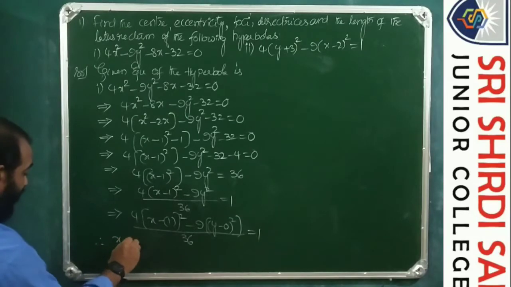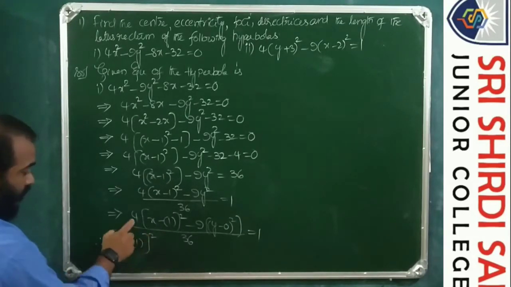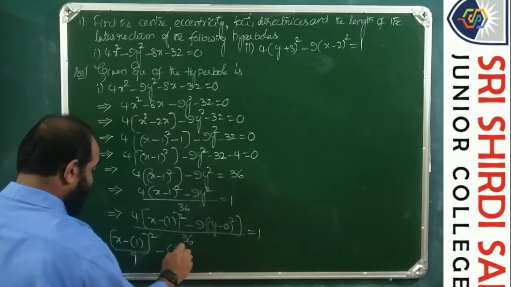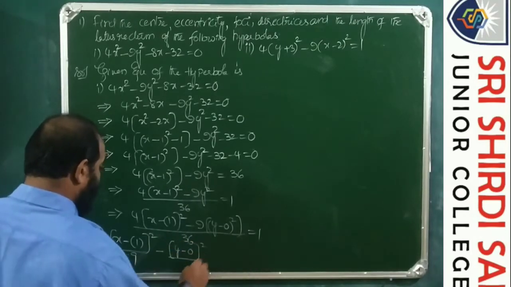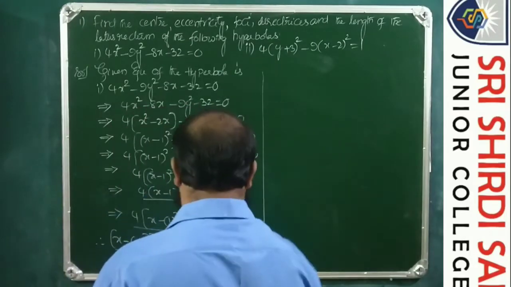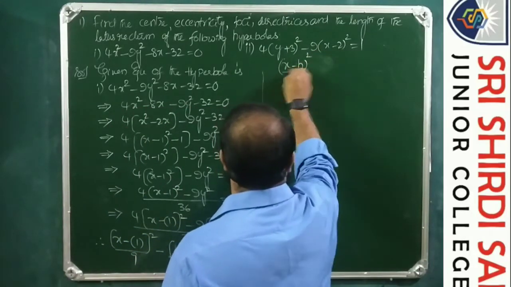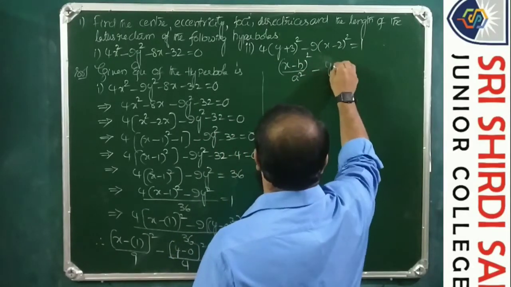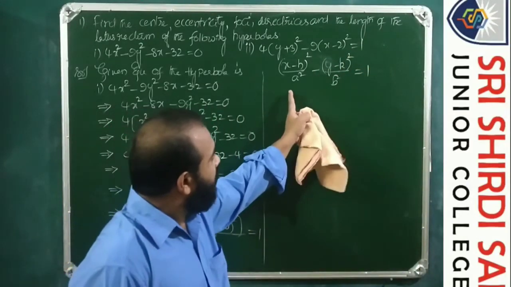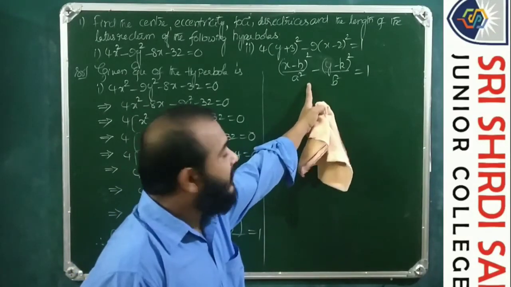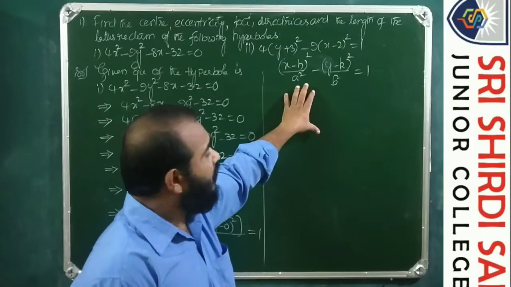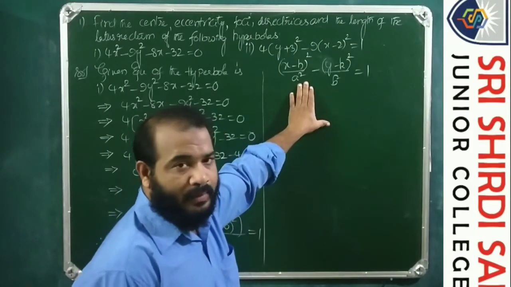Therefore, x minus 1 whole square by 36 by 4, which is 9, minus y minus 0 whole square by 36 by 9, which is 4, equals 1. So this is of the form x minus h whole square by a square minus y minus k whole square by b square equals 1. So this is the hyperbola whose center is not at the origin. Origin is shifted to h comma k. So which kind of hyperbola is it? This is a normal hyperbola. It is not a conjugate hyperbola.